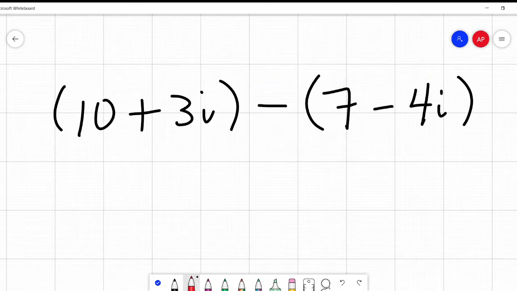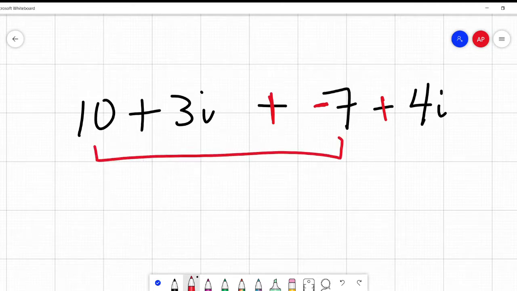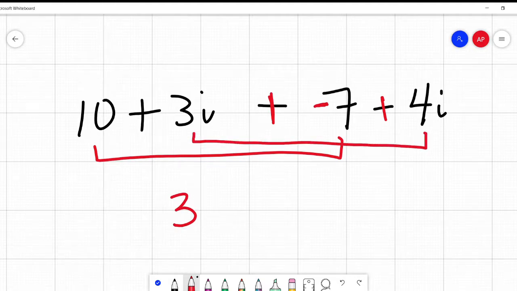What I like to do, which keeps it very straightforward, is I change this minus to a plus, and then I change the sign of everything inside these parentheses. So this positive 7 becomes a negative 7, and the minus 4i becomes plus 4i. Now, once it's a plus in the middle, the parentheses don't matter. So I can drop them and go back to doing what I normally did before. 10 plus a negative 7 is just 3, and 3i plus 4i is 7i.